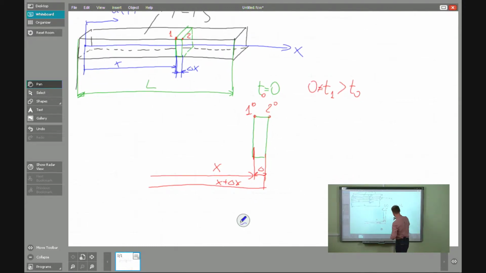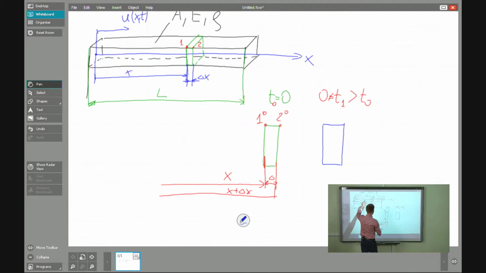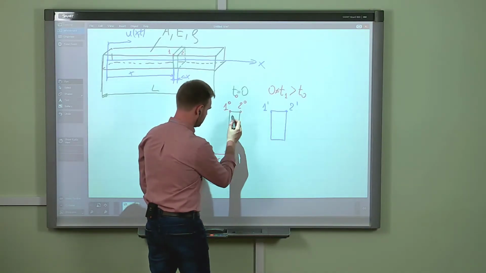And after the deformation, after some time t, we'll have the new position of our segment. Because we are speaking about the longitudinal vibration, it will be displacement only along the axis x. Okay? And how to determine the new position of point 1 and point 2? If you want to find those distances, it will be given as the first position.